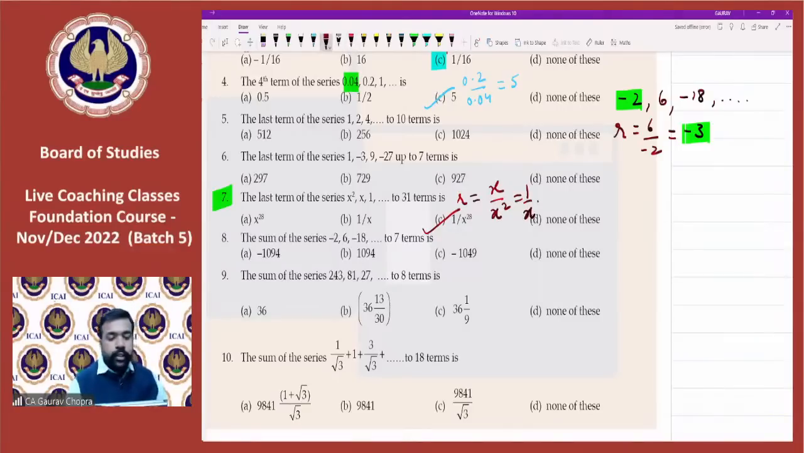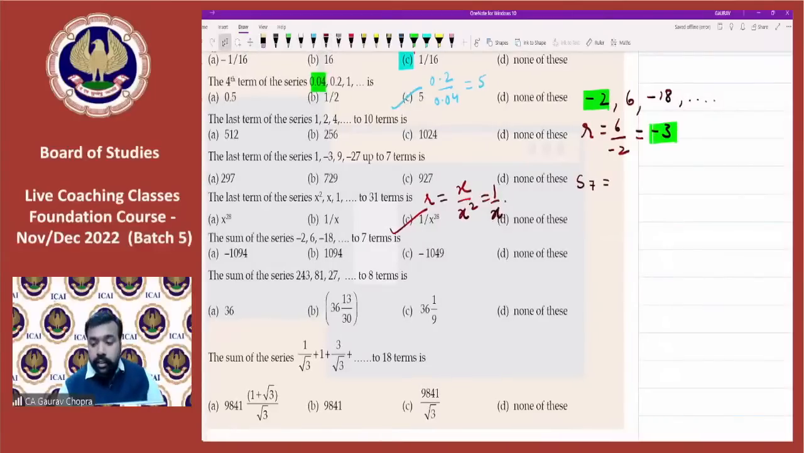Now let us calculate the sum of 7 terms. Now we have to see R. Now this time the R is less than 1 or more than 1. We have to check this. Since R is -3, that is less than 1. So accordingly we have to apply the formula. So A multiplied by 1 minus R to the power of n divided by 1 minus R.